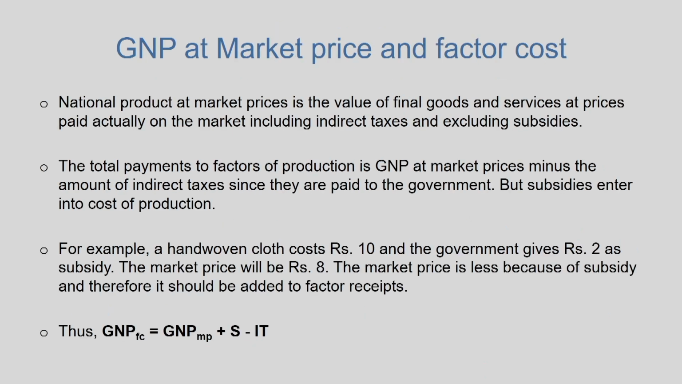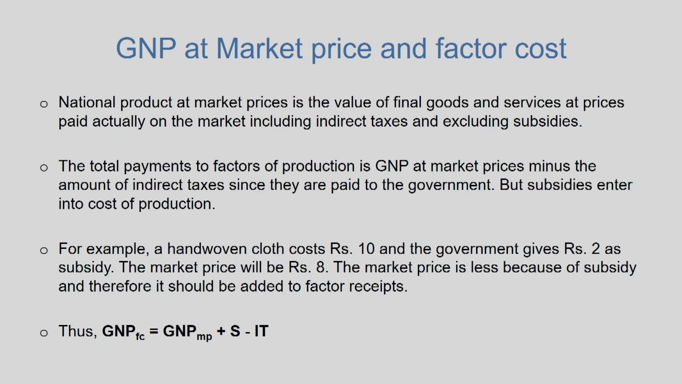In my lecture, I have made frequent references to GNP at market price. Let me point out what it means and how it is differentiated with respect to GNP at factor cost. National product at market prices is the value of final goods and services at prices paid actually on the market, including indirect taxes and subsidies. The total payments to factors of production is GNP at market prices minus the amount of indirect taxes, since they are paid to the government, but subsidies enter into cost of production.